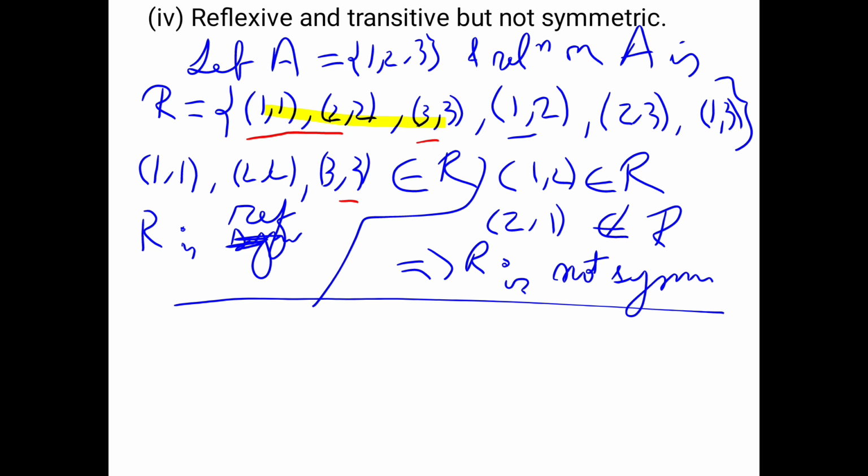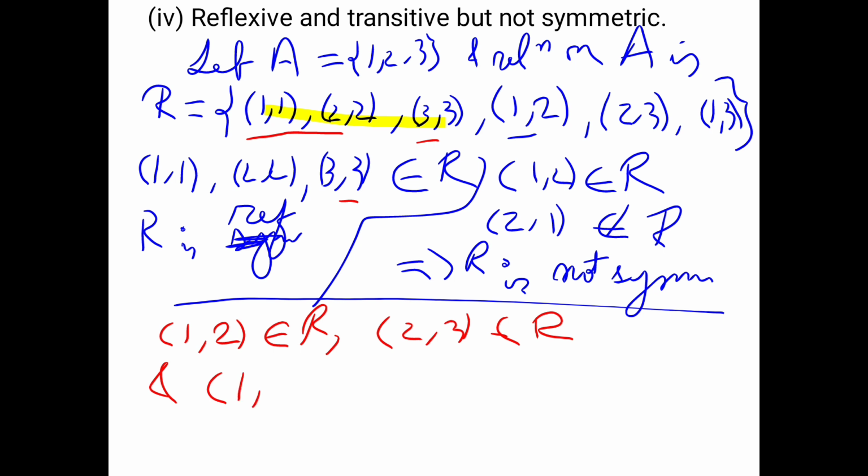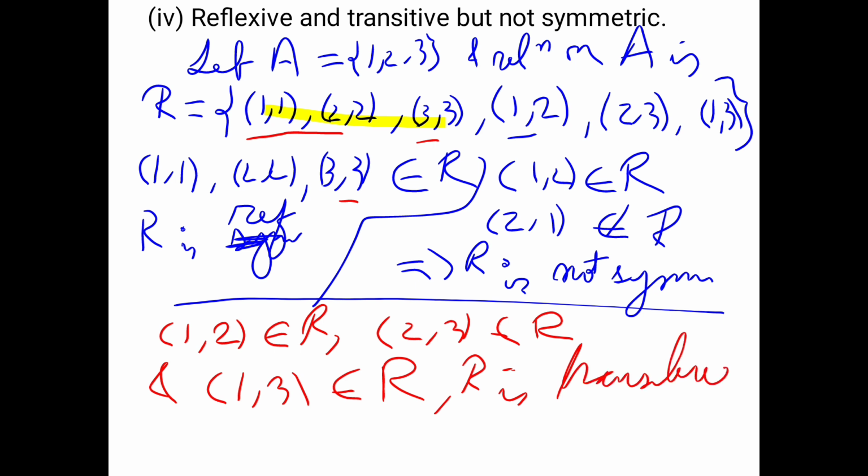Here 1 related to 2, first element is related to second element, second is related to third element, so first element and third element are related. So R is transitive. 1 1 transitive, 2 2 transitive, 3 3 transitive, so here check that it is transitive.